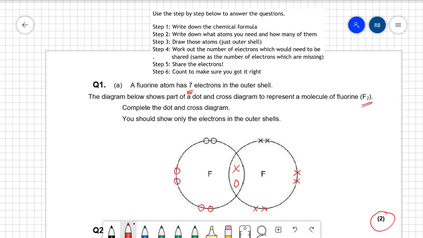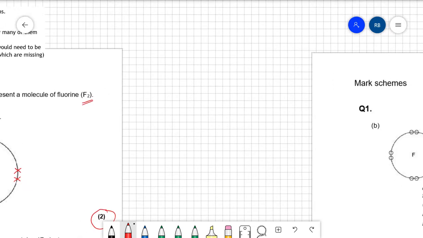Okay, let's count now. This one now has a total of 1, 2, 3, 4, 5, 6, 7, 8. And the second one has another total of 8. I suggest that this is a correct diagram. So we'll just check the mark scheme. Let's go over here to the right.